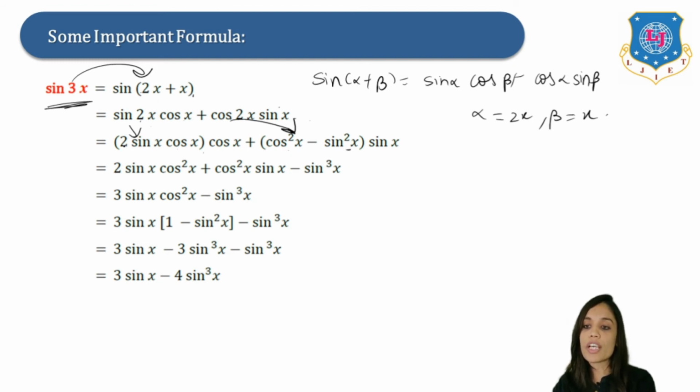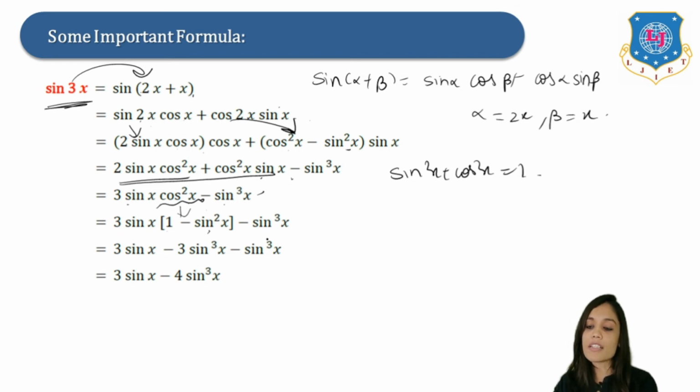Open the bracket, so you will get 2 sin x cos square x plus cos square x sin x minus sin cube x. So this will become 3 times sin x cos square x minus sin cube x. Now I want my answer in form of sine only. So I have to remove this cos square. Now we know sin square x plus cos square x is 1, right? So I will remove this cos square by replacing it by 1 minus sin square. Open the brackets and simplify. So you will get your formula of sin 3x as 3 sin x minus 4 sin cube x.